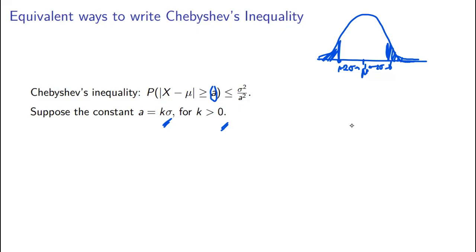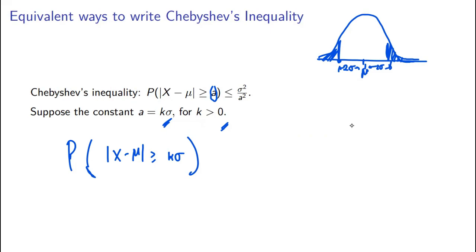If you're interested in that, then you can rewrite Chebyshev's inequality as the probability that the absolute value of x minus mu is greater than or equal to k times sigma. So you replaced a by k times sigma. And this is telling you what is the probability that you observe k standard deviations away from the mean in either direction.